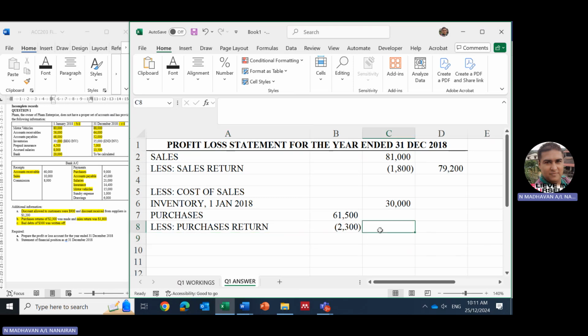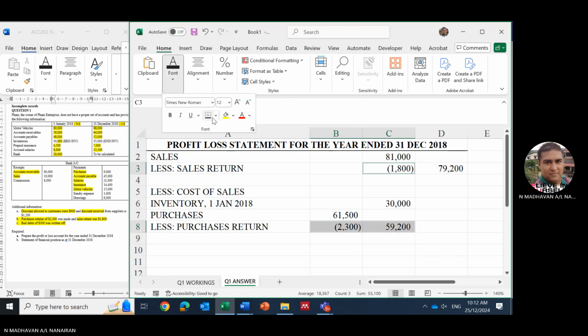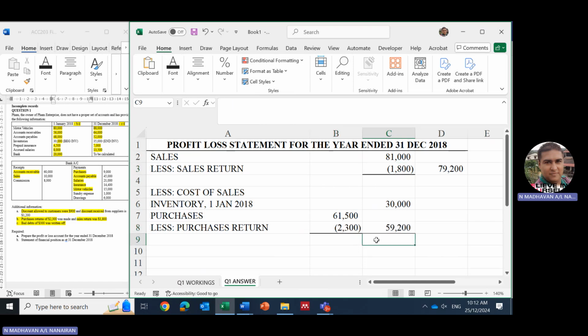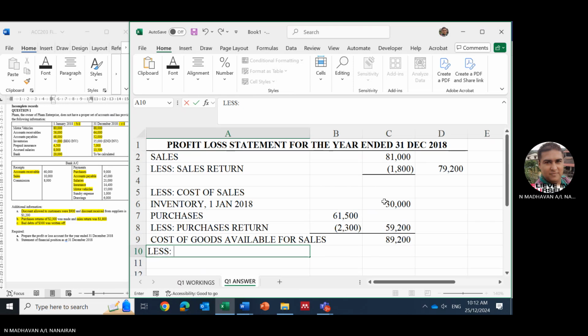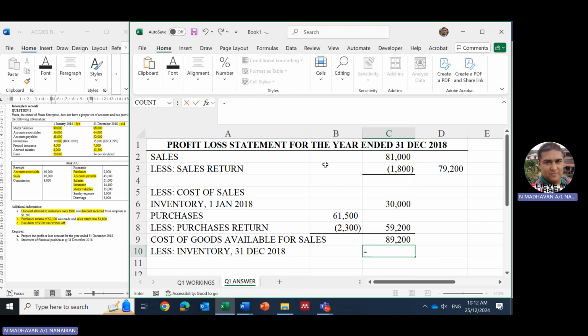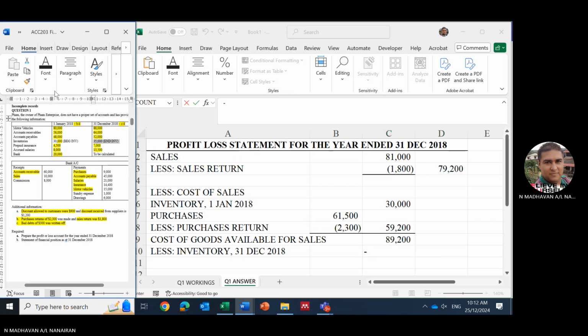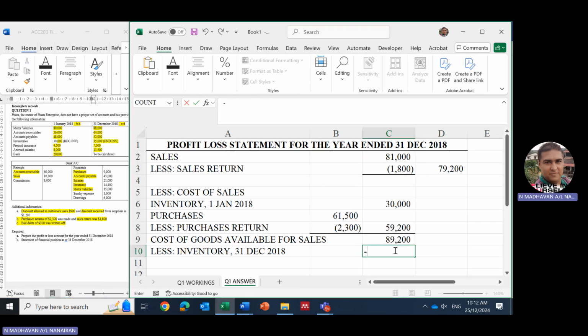Now, how much is the net purchases? Correct? Okay, good. Now done. So we add both. You get cost of goods available for sales. Next, you list your inventory at the ending 31st December 2018. How much? 35,000. Then you get your cost of sales.